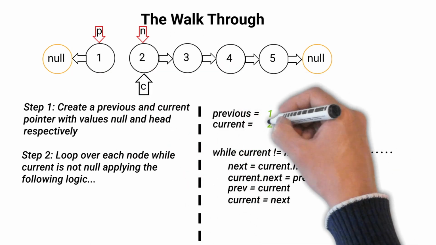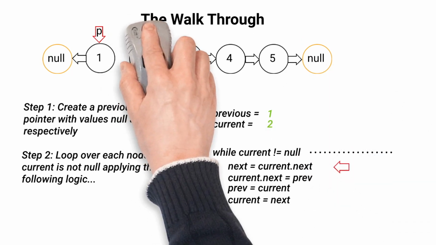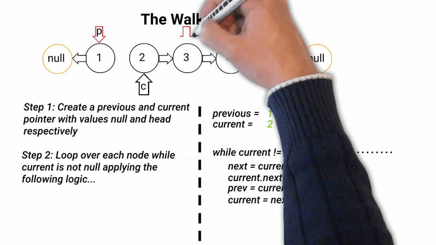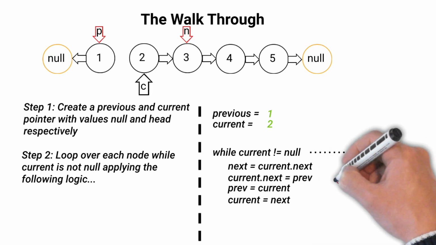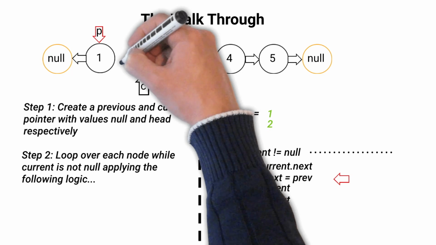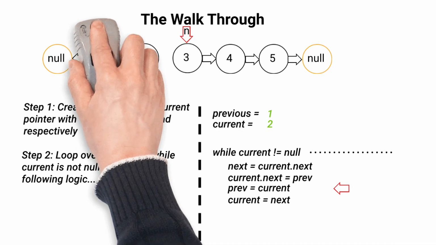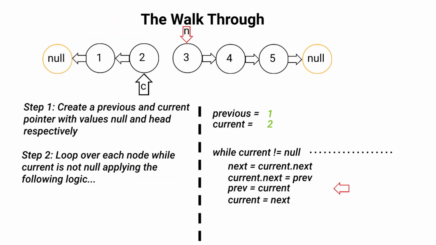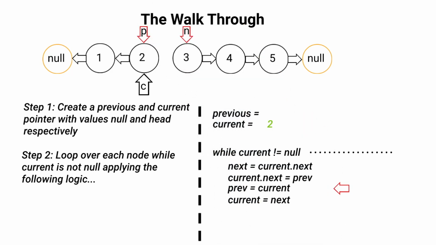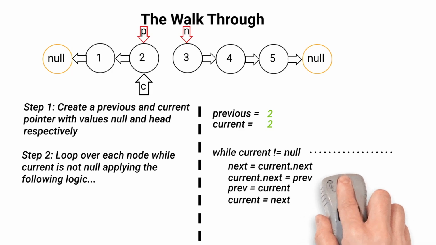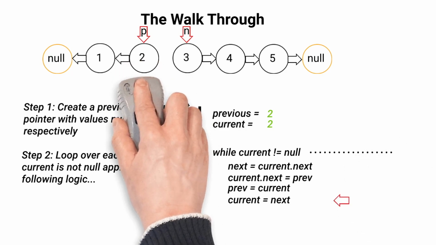Then we go back up again, and we say next is equal to current.next, so we'll move next over to the 3 node. Then current.next is equal to the previous, so the 2 node is now pointing at the 1 node. Then we'll move the previous so that it's equal to the current, so previous is now pointing at the 2 node. And current is equal to next, so we'll move the current to then point at the 3 node.